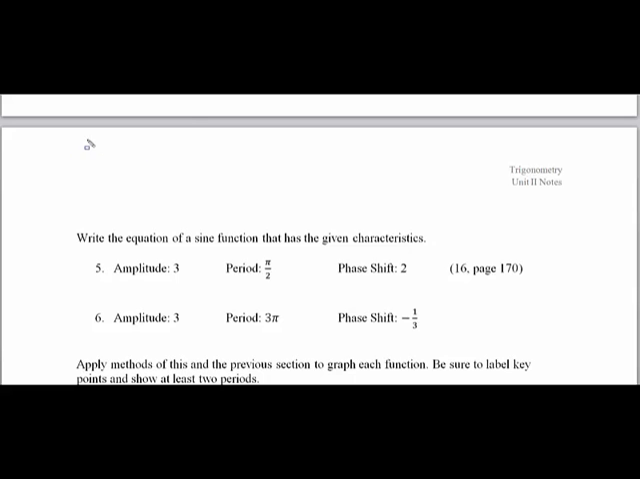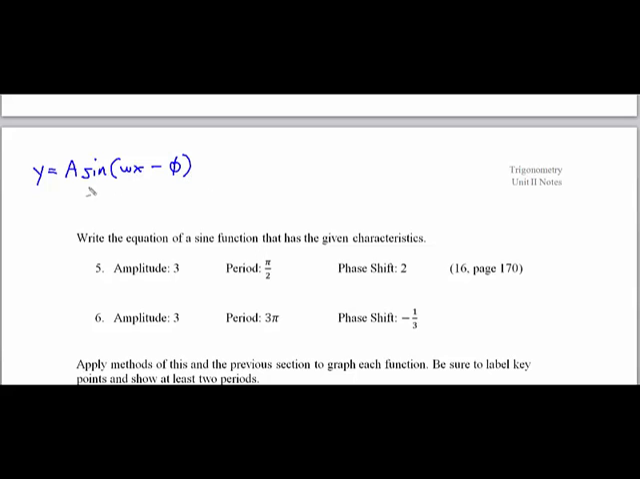So for this problem, we are going to set up the general formula for our sine function, because we're going to be given an amplitude, a period, a phase shift, and then what we're going to have to do is write down what that equation is. Now this is for sine, so y is going to be equal to a sine of omega x minus phi.